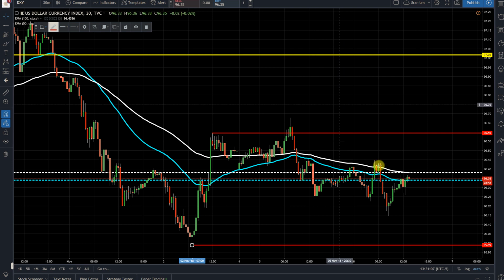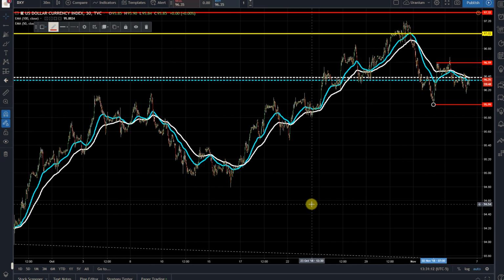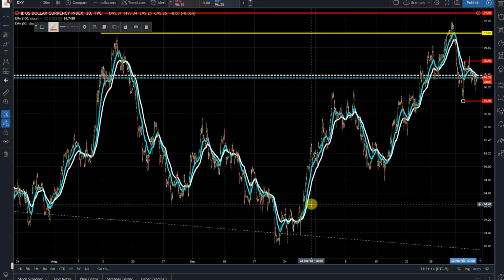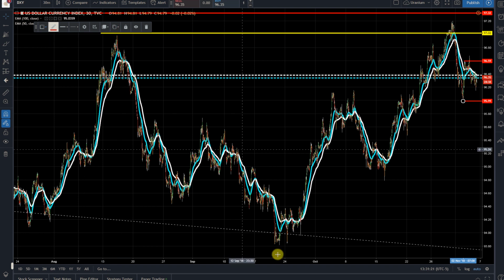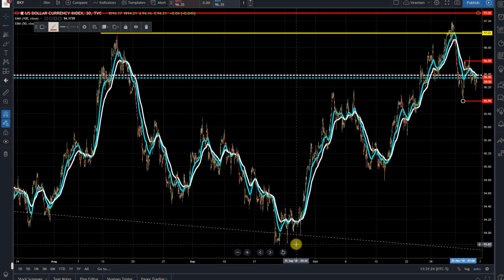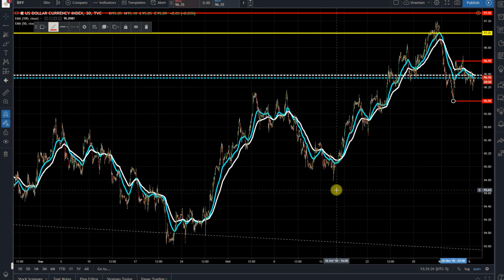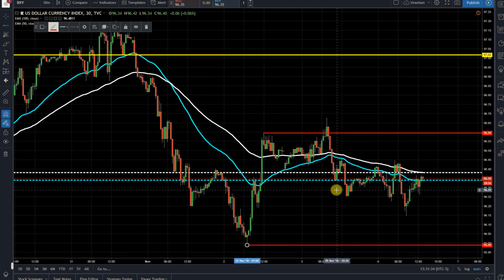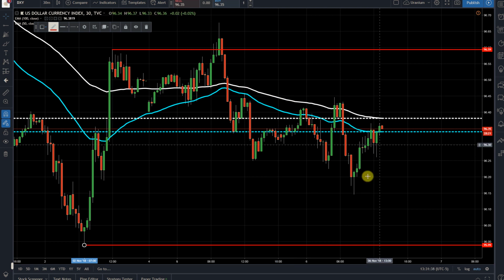Alright, I'm going to start out with the dollar. The dollar has been in a choppy sideways range. This is a 30-minute chart going back to August. You can see it went up to 97, came down to 93, and came up, made a little higher high, and pulled back. The blue line is the 50 and the white is the 100. I'm just seeing the price action here.